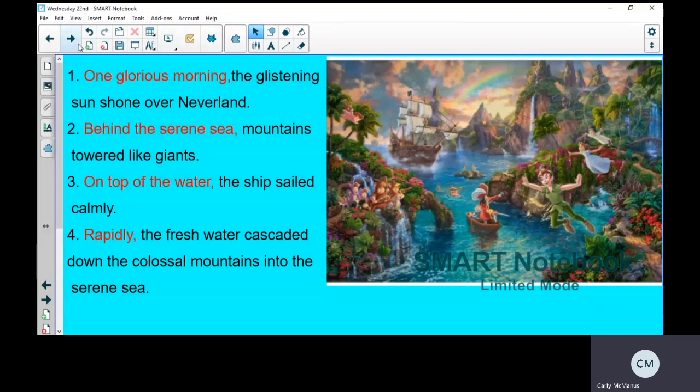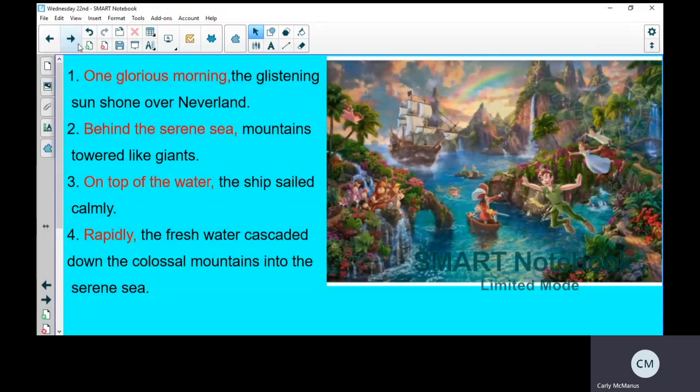Okay, my third one, it says, on top of the water, the ship sailed calmly. So on top of the water is my fronted adverbial. Is that telling me where, when, or how? It's telling me where, isn't it? Something is on top of the water. And I said the ship sailed calmly. So I've used an adverb there, calmly, again, using it from a previous lesson.